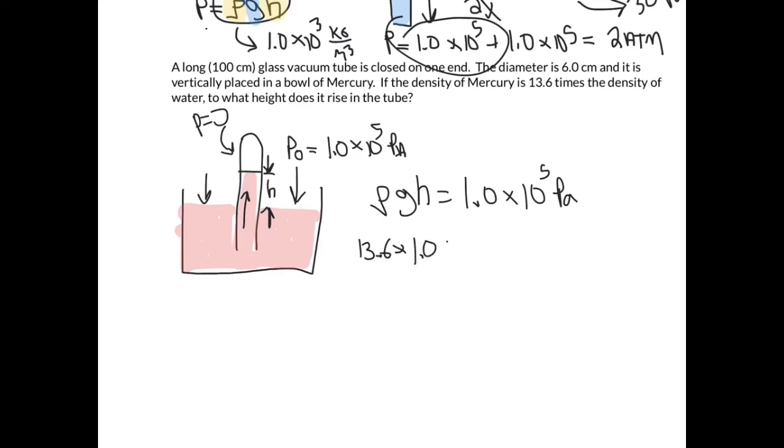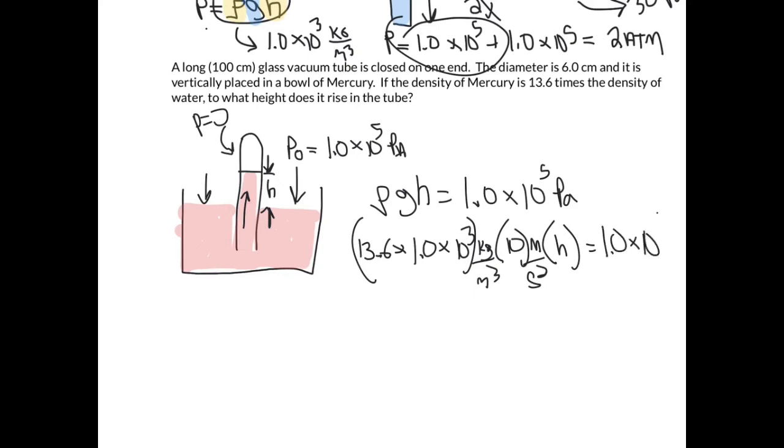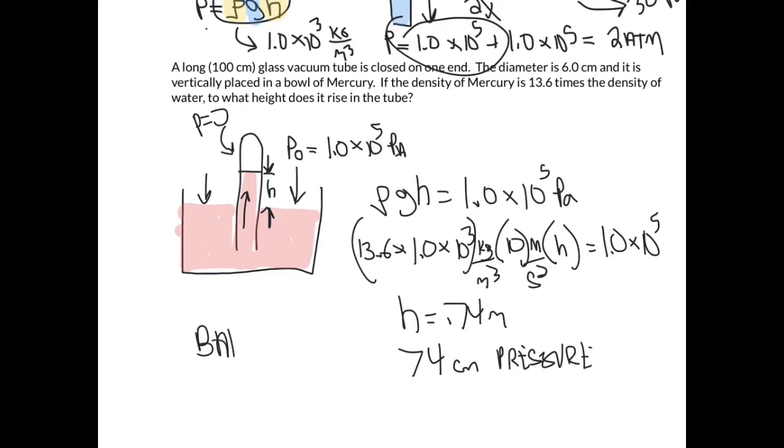And if mercury is 13.6 times the density of water, we could just do the math here. Don't forget, little g is 10 meters per second squared, and the height here is what we're going to solve for. Set that equal to 1 atmosphere, or 1 times 10 to the 5th pascals. We find the height is 0.74 meters, or we could just say that's 74 centimeters.